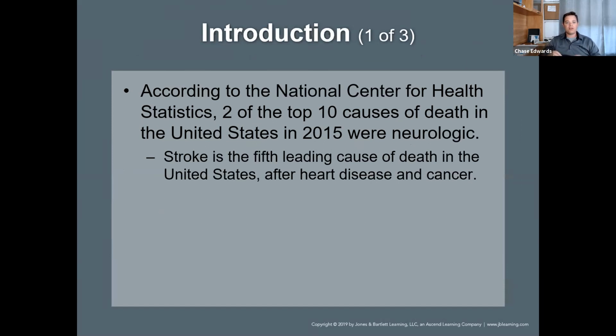So, according to the National Center for Health Statistics, 2 of the top 10 causes of death in the United States in 2015 were neurologic. Stroke is the 5th leading cause of death in the United States after heart disease and cancer.